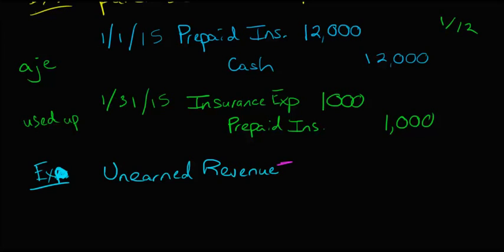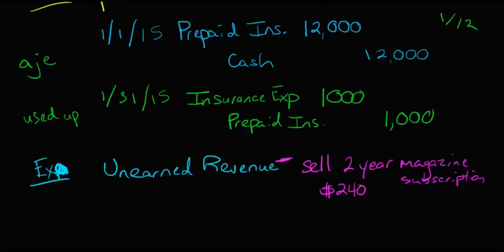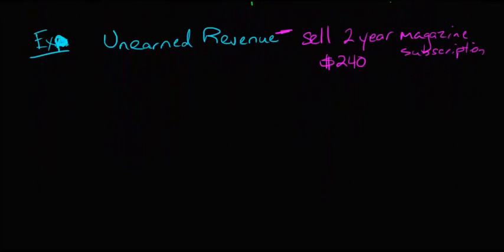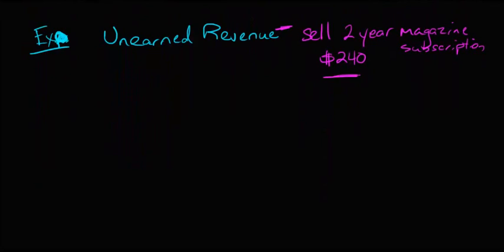Let's say that you sell a 2-year magazine subscription to one of your customers. Now, what happens when you have a magazine subscription? Well, the customer typically sends you the money up front. So let's say that in this case it's $240. So the customer sends the money up front, and now you have this $240, but you haven't delivered the magazines yet. So it's not revenue yet, but you got the cash.